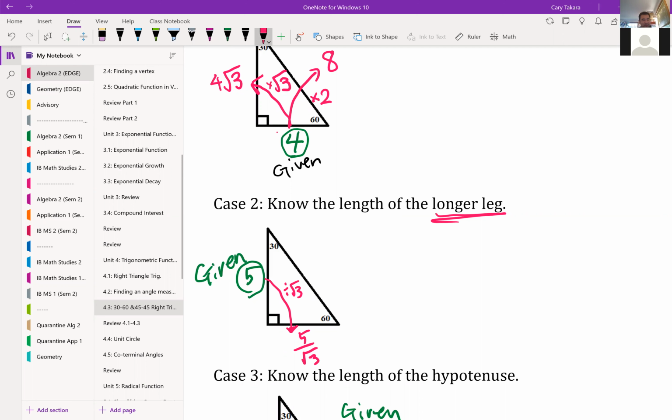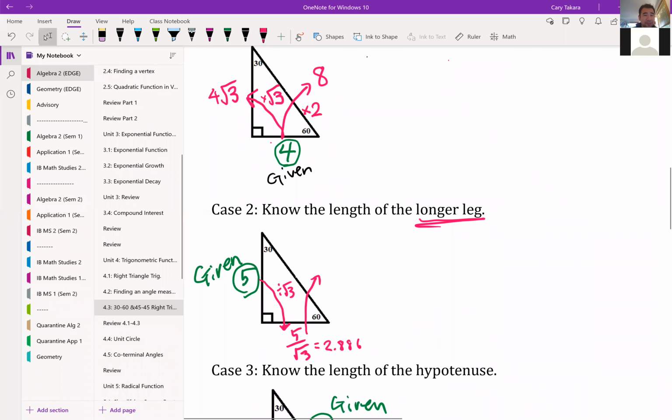Whatever that is, let's actually figure it out. 5 divided by square root of 3. And it's not going to be a nice number. It's 2.886. So the long leg is 5. The short leg will be smaller, right? It's smaller than 5, which is 2.886. And how did you get that? By dividing by square root of 3. Now that you know the short leg, how do you figure out the hypotenuse?